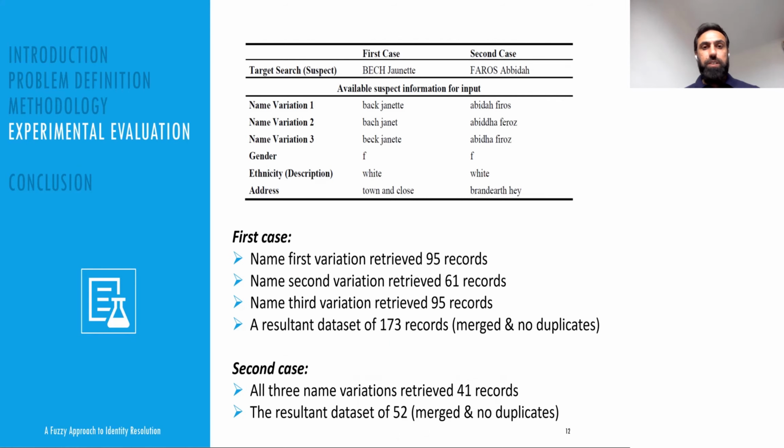So coming to our experiment, it was assumed that the investigation officer is working on two different cases at the same time and has very limited or minimal information about the suspect. When the investigation officer has input all the name variations, the gender, the ethnicity, and the partial address into the algorithm, the first case retrieved 95 records for the first name variation, for the second variation 61, and for the third variation 95 records. And the total records, when they were merged and all the duplicates removed, was 173. And similarly for the second case, 41 records were retrieved, but the resultant data set was 52 records, removing all the duplicates from it.